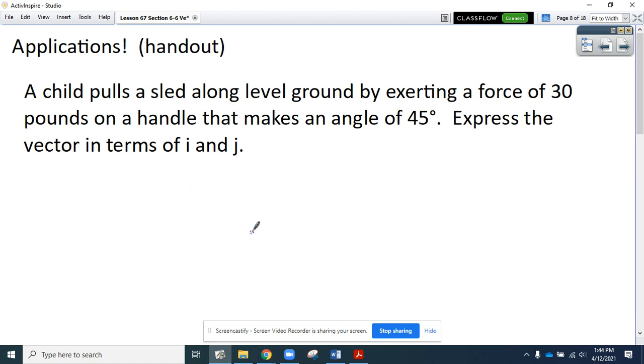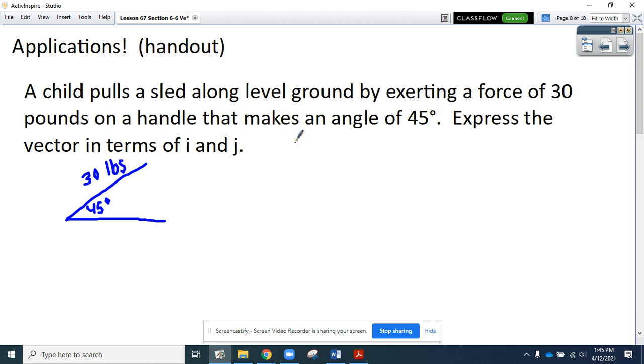So here really we're just trying to take the information and create a vector. I think it's super important to always make a picture. So pulling a sled on level ground, so there's our level ground. The handle makes a 45-degree angle. So here's my 45-degree angle. And the force is 30 pounds. So remember, when we talk about the force on a vector, that is the magnitude. So in our drawing, we look at that as the length of the vector.